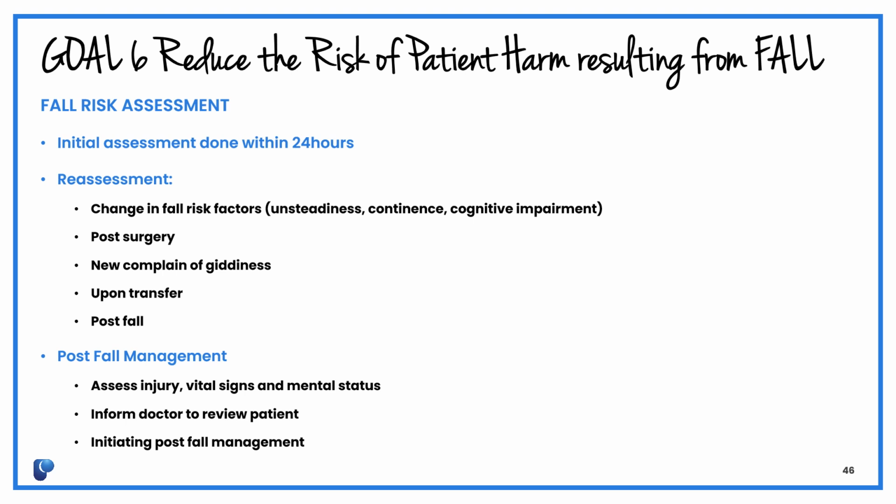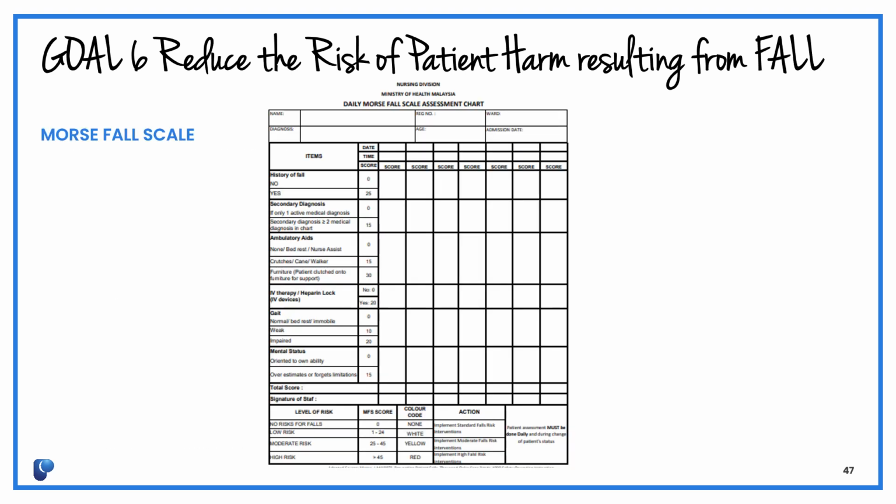In the event of a fall, these are the things that we need to do. Assess the injury, carry out vital sign monitoring and mental status examination. Immediately inform the doctor to review the patient and initiate your post-fall management, which is to reassess the fall risk and to reinforce patient education based on the patient's fall risk. To assess the patient's fall risk, we use a scale called the Morse Fall Scale. This will be taught to you during your nursing orientation.